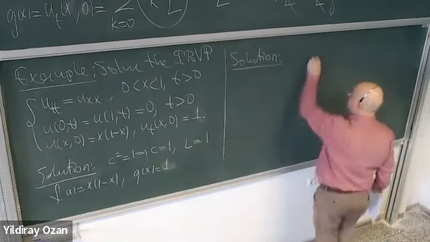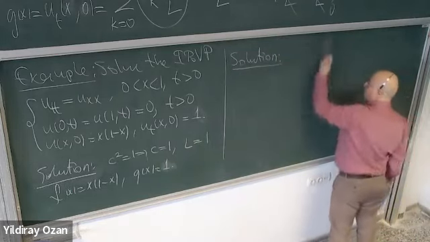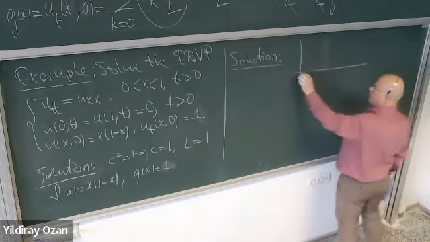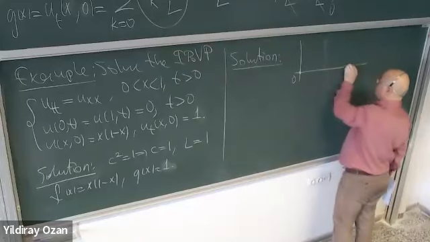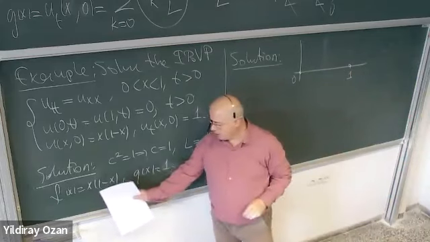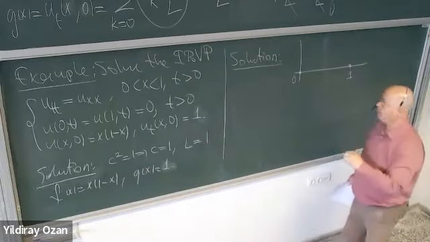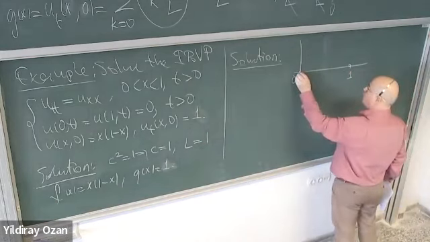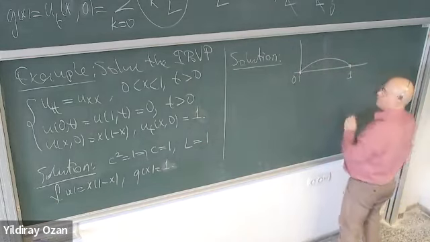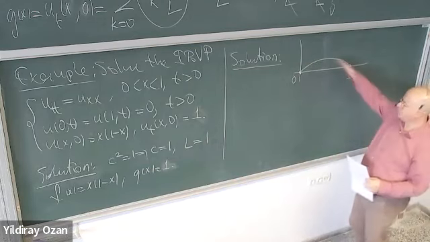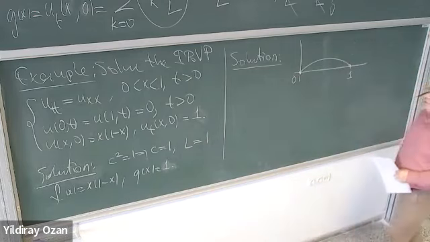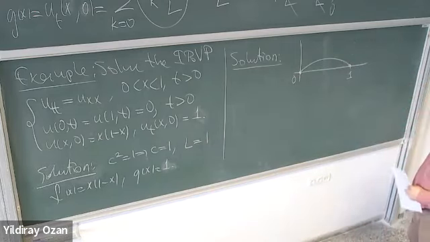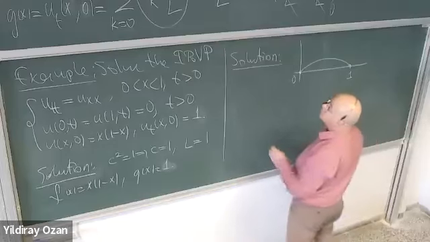Initial position is this, right? So you see, the initial position of the string is 0 at this point and 0 at this point. So it is x minus x squared. It's a parabola, right? Upside down parabola. So something like this. So this is the initial position of the string, and then you just let it vibrate. Okay, now let's see what the solution is.